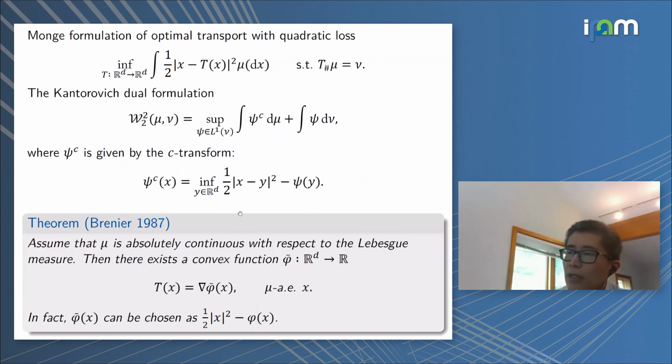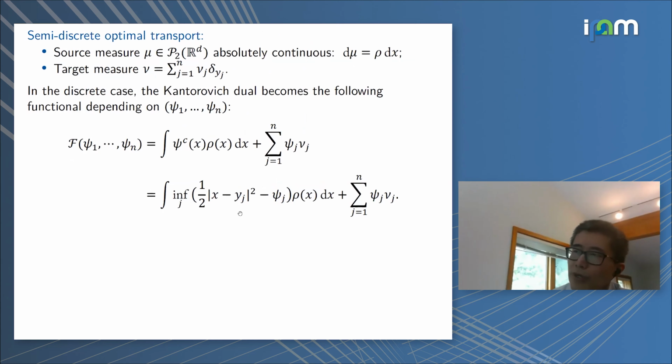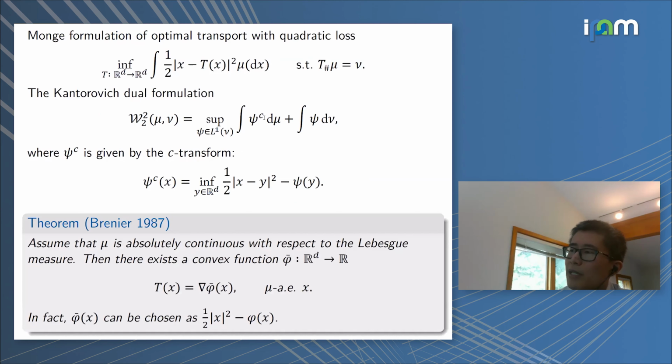All right, so for the remaining minute, let me tell you about the semi-discrete optimal transport that we use here. Recall that our goal is to transport a source measure, which is absolutely continuous with respect to the Lebesgue measure, so that we have a density rho, into a bunch of delta masses, which is our target measure, which is semi-discrete. You can write down in the discrete case the Kantorovich dual. It becomes easy because one term is the expectation of psi C transform, and the other is the expectation of psi with respect to the target.